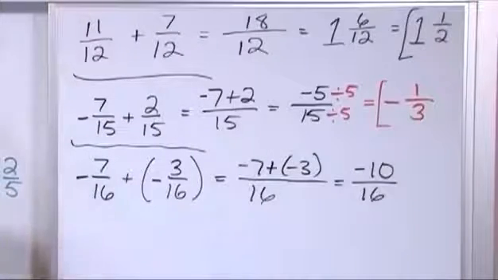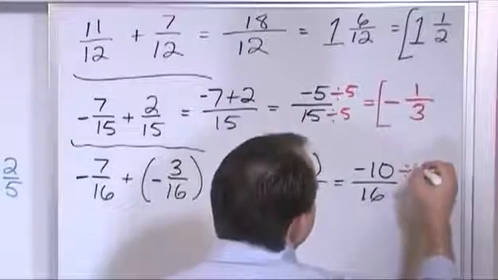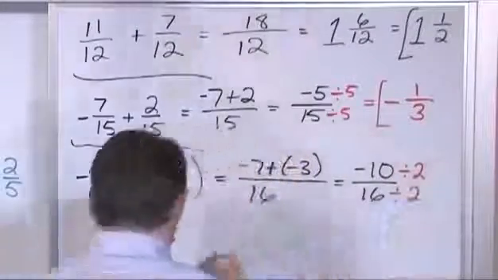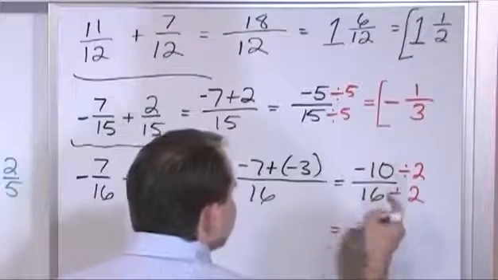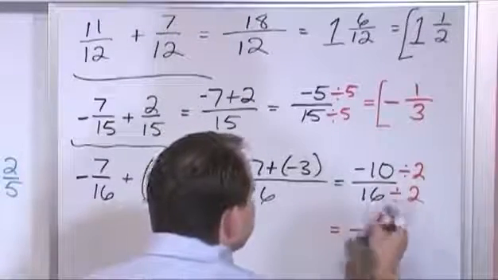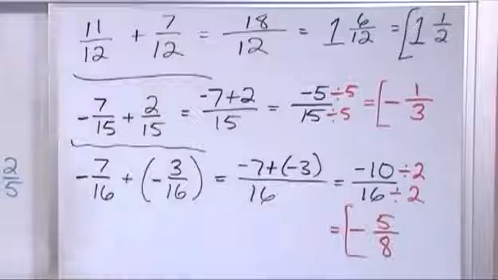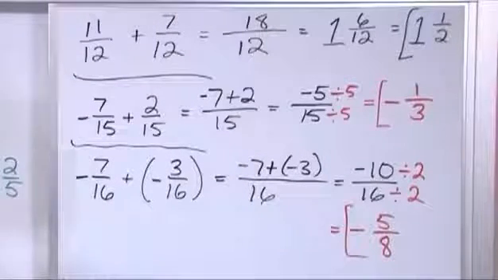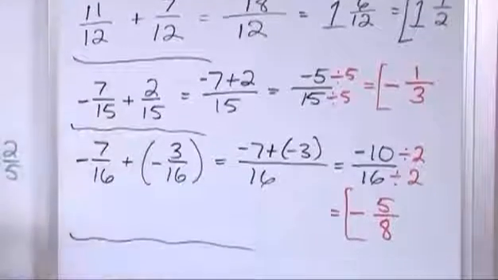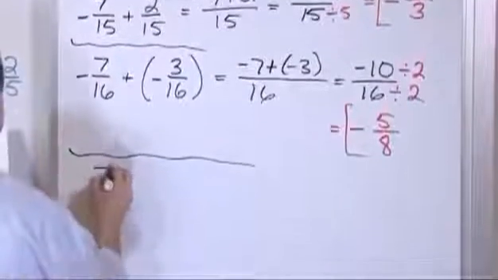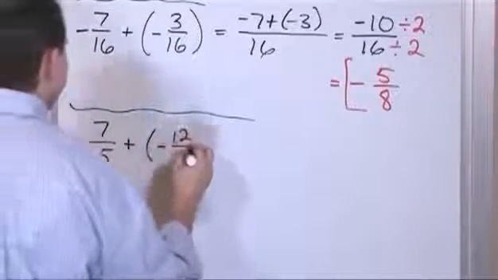Now this fraction is not fully simplified because I can divide the top by 2 and the bottom by 2. So the final answer, don't forget the negative sign, is negative. 10 divided by 2 is 5. 16 divided by 2 is 8. Negative 5/8 is going to be the answer there. All right, let's do a couple more of this base type, and we'll get into some mixed fractions. What about 7/5 plus negative 12/5?